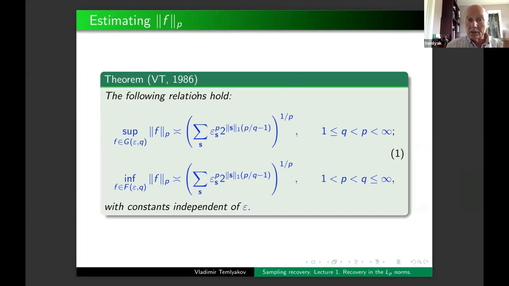But another thing this theorem says is that you cannot improve that result. For any array epsilon, you cannot improve that result, because these constants do not depend on epsilon. And similarly with the infimum: this gives us the lower bound for any f, and you cannot improve that lower bound. The only thing to point out here is that for the L^p norm, this p is strictly between one and infinity, because you cannot do this in the extreme cases of one and infinity. So we can apply this only in that case.